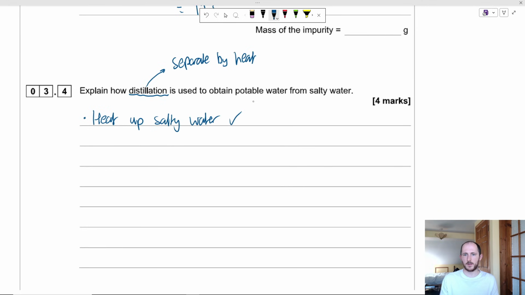Water, so that the water evaporates. You can also add, if you'd like, leaving the salt behind. You don't have to though. So what I'll do is I'll put the tick mark after this.